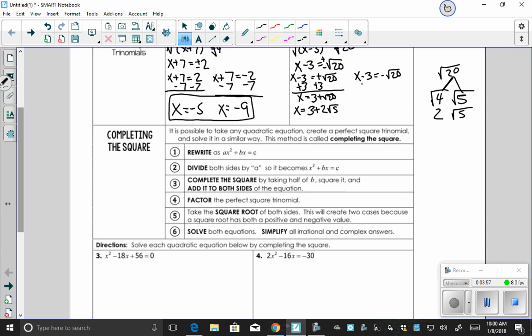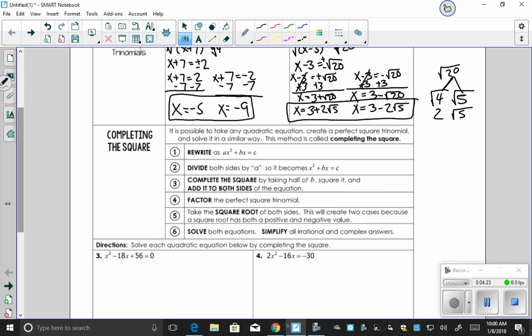So I have to do the same thing to this side. So add 3 to both sides so that my 3's cancel out. X equals 3 minus square root of 20. Well, square root of 20 is still going to be 2 square root of 5, so x equals 3 minus 2 square root of 5. So this is your final answer.